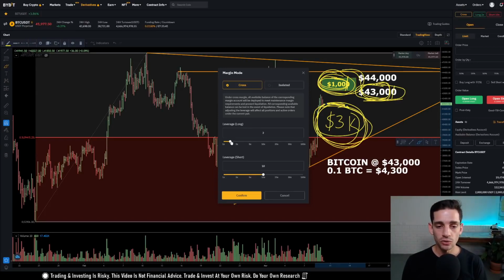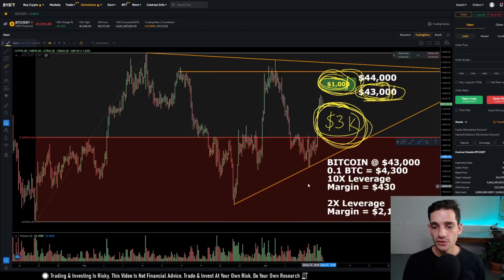I can also toggle between the different leverage settings. So 100x is full beast mode and 1x is no leverage at all. I'm going to leave it at 10x leverage just for simplicity so we can go through this example, and hit confirm. So as you can see, if I was to use 10x leverage to purchase this 0.1 of a Bitcoin, I'd only have to put up $430 worth of margin to take this particular trade.